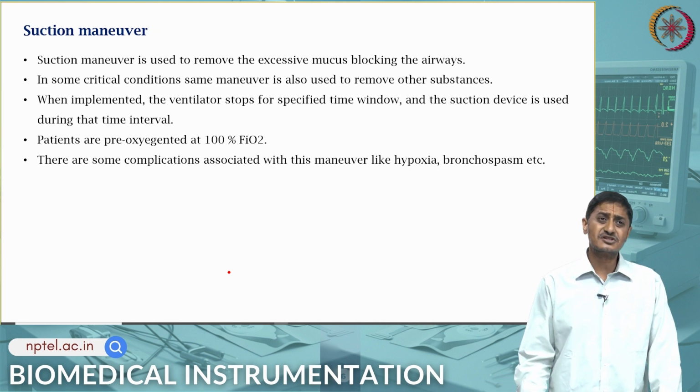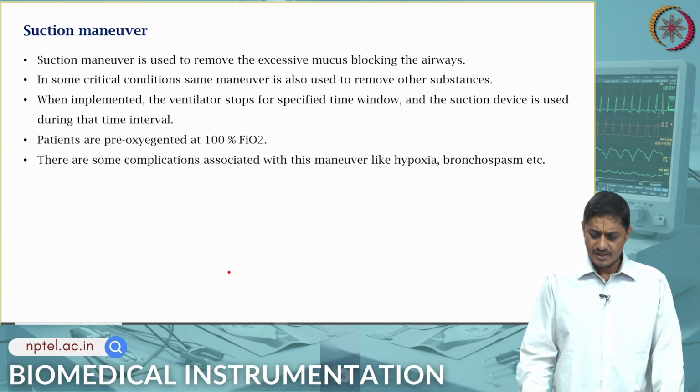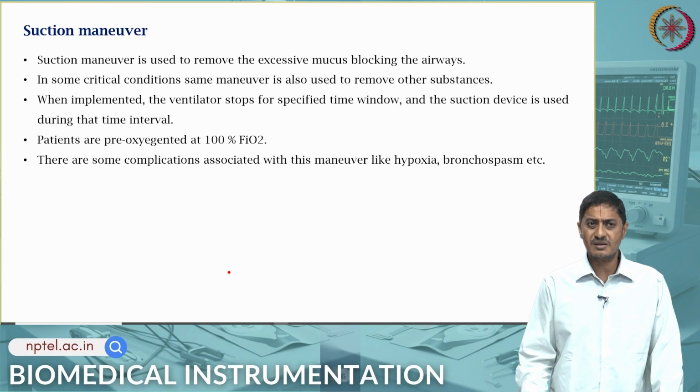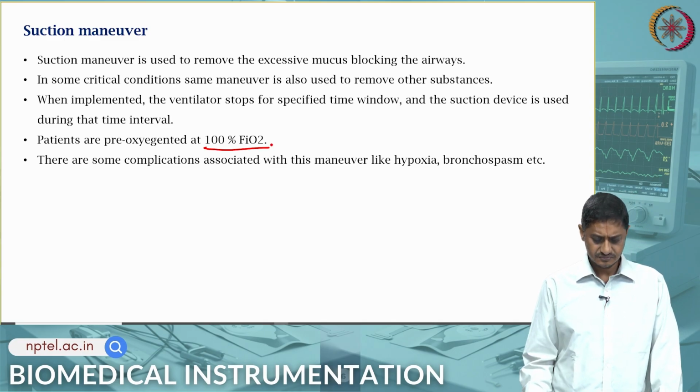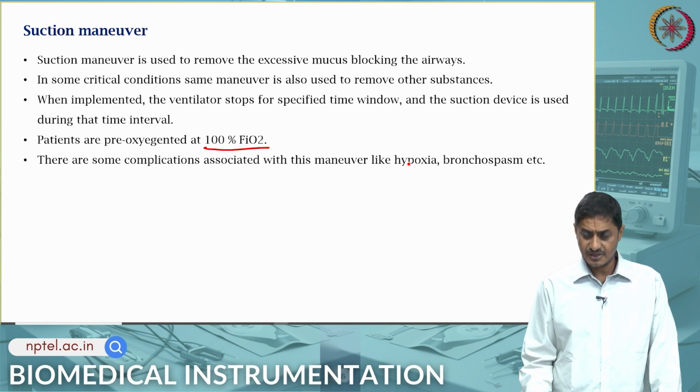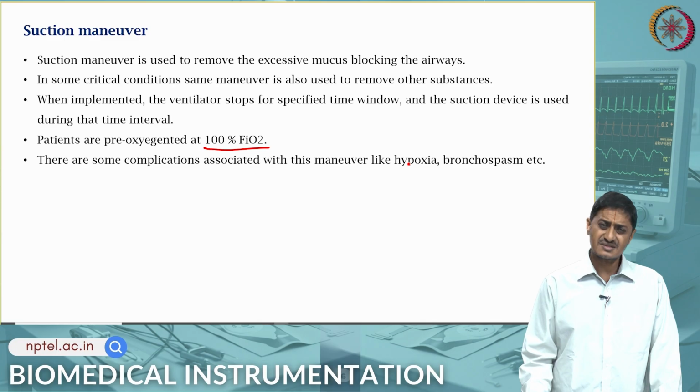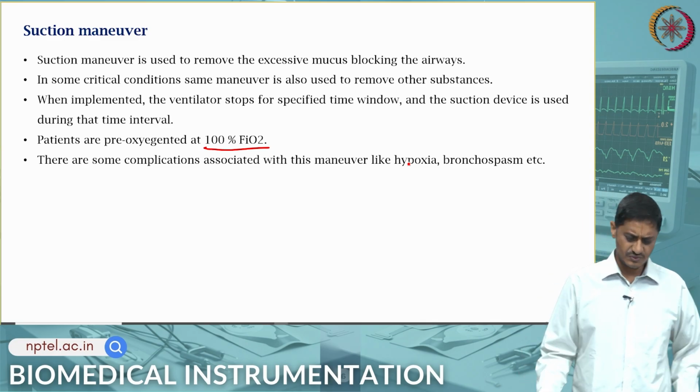First is the suction maneuver, which is used to remove the excess mucus that is blocking the airways. In some cases, this is also used to remove other substances that are blocking the airway. When this is implemented, the ventilator stops for a particular amount of time, and the suction device is used during that time to remove the mucus, and patients will be pre-oxygenated at 100% FiO2. There are some complications associated with this maneuver, like hypoxia and bronchospasm, but this is needed to remove mucus secretion.